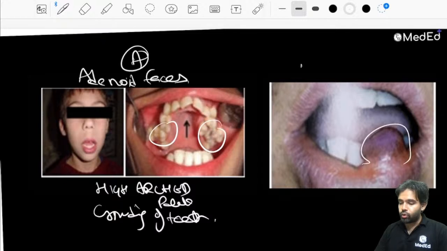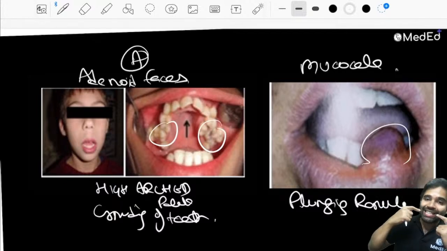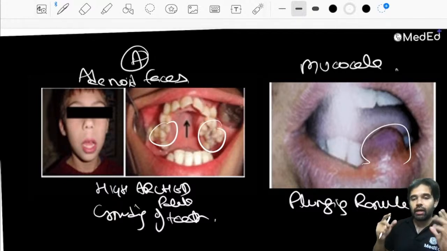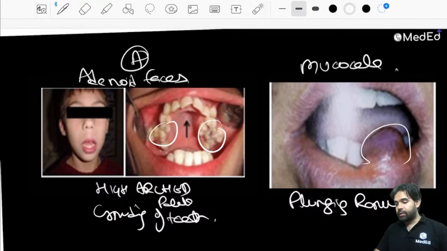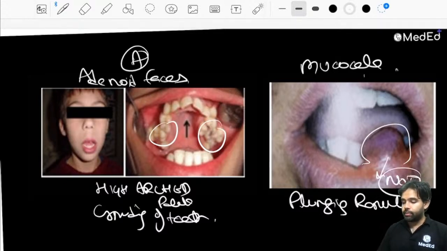This one over here is a mucocele. And there is something called a plunging ranula. Plunging ranula is nothing but a large mucocele seen at the floor beneath the tongue. It's a location based thing. If it is on the lip, this is not a plunging ranula. This is a mucocele.